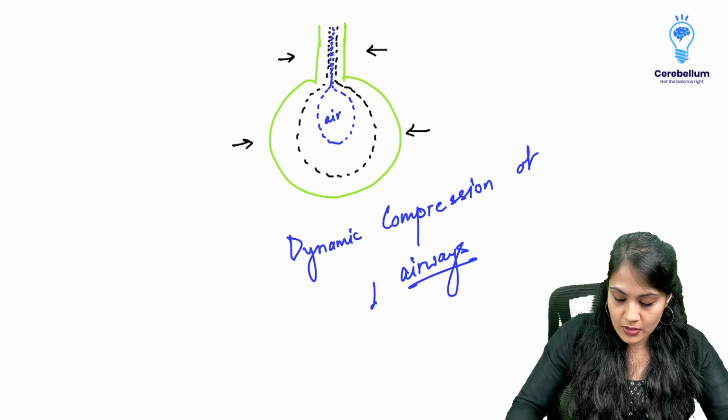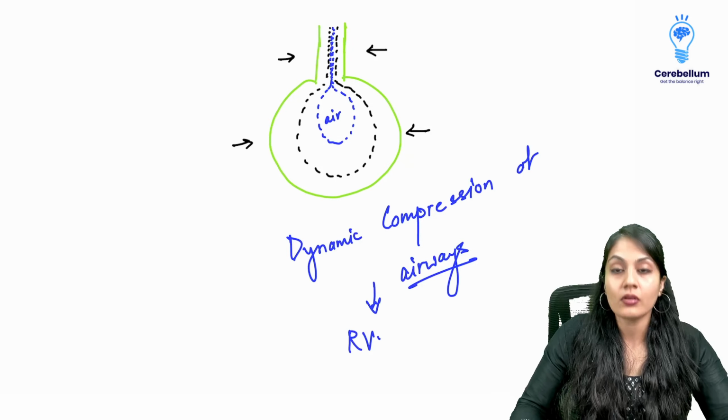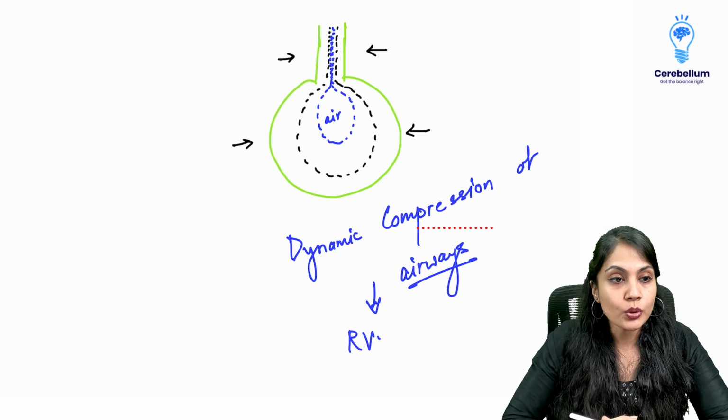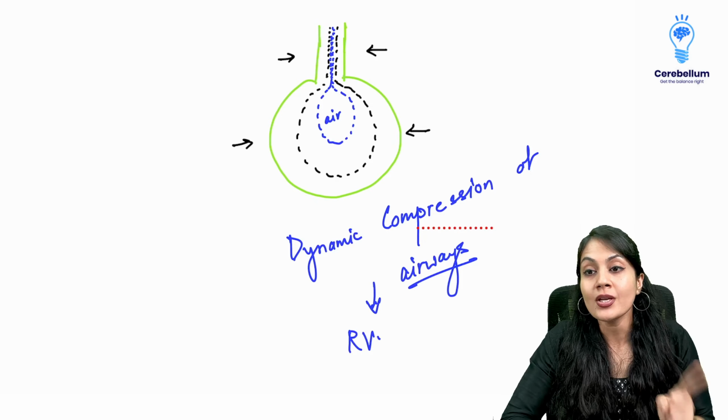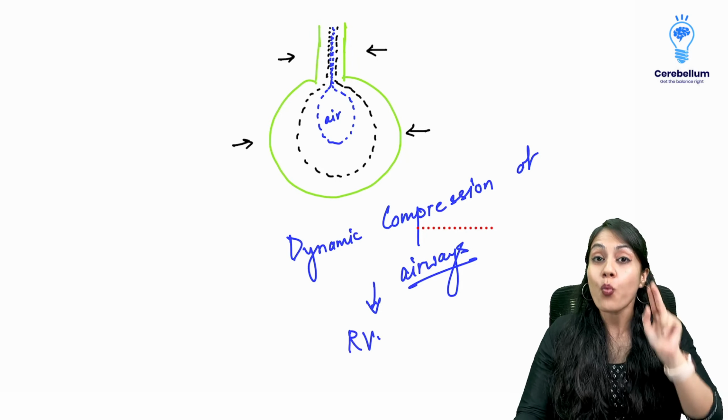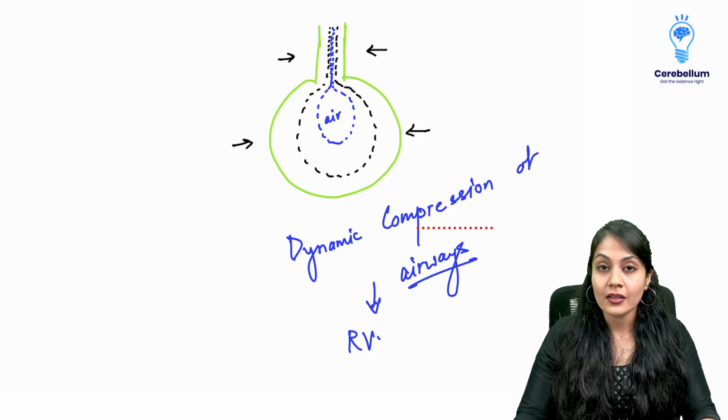This is the reason to generate the residual volume. See, in the viva they are going to ask you two different questions. What are the two different questions they are going to ask? First question, how the RV is generated. So if they ask how the residual volume is generated, then your answer should be dynamic compression of airway. Now, the second question can be why this RV is important in the body.